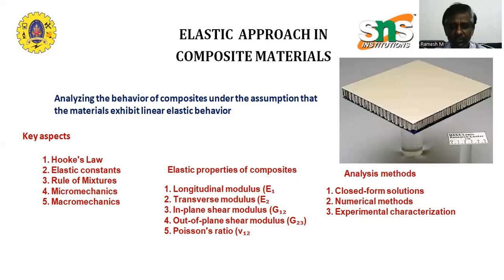By understanding the elastic approach in composite materials, we can predict the elastic behavior of composites and design structures that optimize stiffness and strength. However, it is important to consider the limitations of this approach and use more advanced analysis methods when necessary. So these are all the things we have discussed for the elastic approach in today's class: what the elastic approach is, what has to be analyzed with respect to it, what the assumption is, the key aspects, the elastic properties, analysis methods, limitations of the elastic approach, and finally the conclusion.